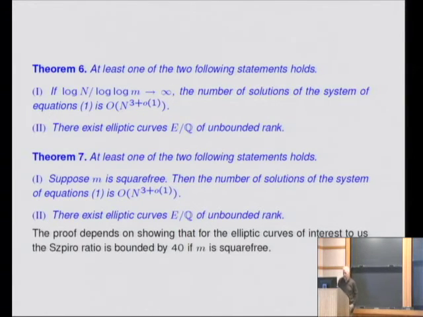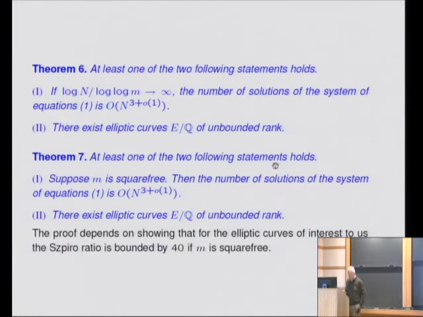You can also remove, there was a question about the Spiro ratio. If the number m is square free, which in a sense is the most interesting case, then you can prove for those particular curves that the Spiro ratio is bounded. In fact, the bound is less than 40. And that means if m is square free, for the number of solutions you can remove the condition log n over log m goes to infinity. So that's a little improvement, not much.